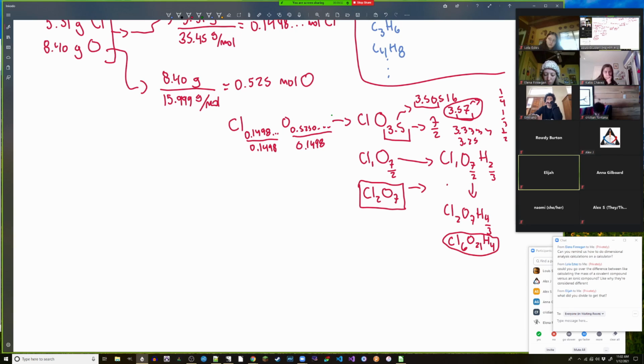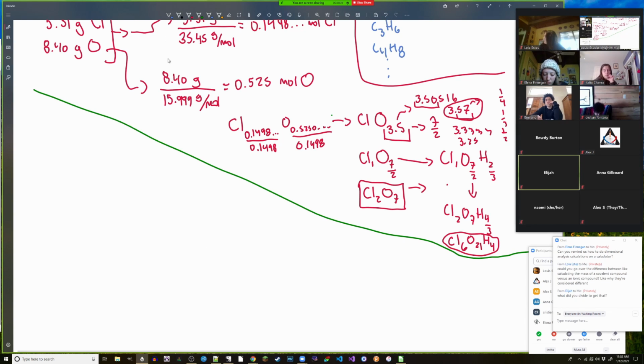Well, I guess at this point, let me give you an example to try yourselves. You guys have seen a couple of these. You've seen two of them. This example actually comes straight from the textbook. It's hematite, which is an oxide of iron.